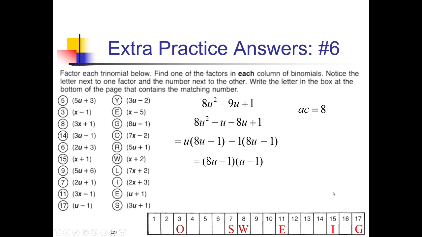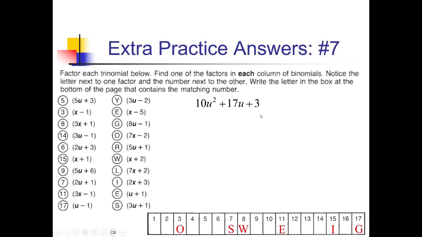So there we go. And on to the next problem. For this problem, I'm liking the AC method. There's not really another method that works great on this one other than guess and check. So 10 times 3 gives me an AC of 30. So I want things that multiply to 30 and add up to 17.